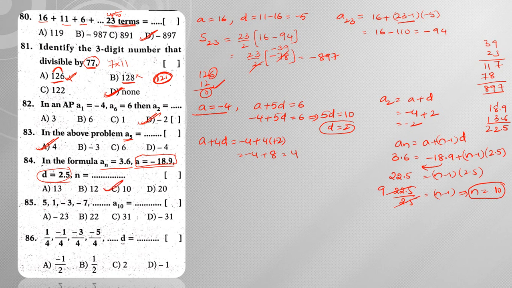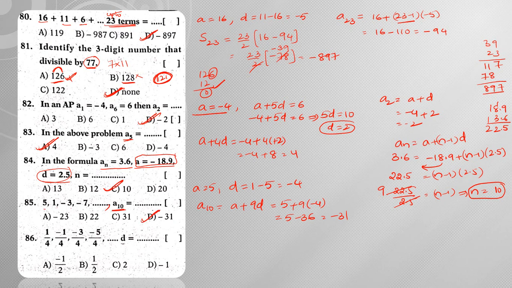Next, 5, 1, minus 3, minus 7. Clearly you can observe that it is in arithmetic progression. Then what is the value of A10? From this, A is equal to 5, and what is the common difference? Common difference is 1 minus 5, which is nothing but minus 4. Now the A10 value: A10 I can write as A plus 9D, which is equal to 5 plus 9 into minus 4. So 5 minus 36, which is nothing but minus 31. Hence the answer is minus 31.